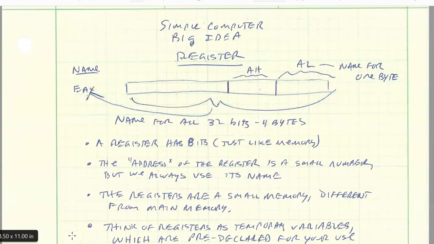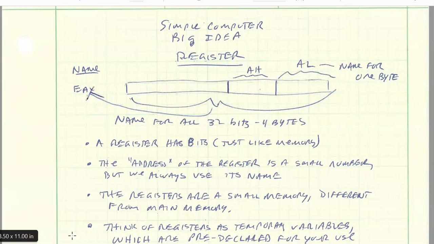Greetings, CS240 students. Now it's time for the second big idea that assembler programmers need to know. And the second big idea is that not all data is going to be in the memory.